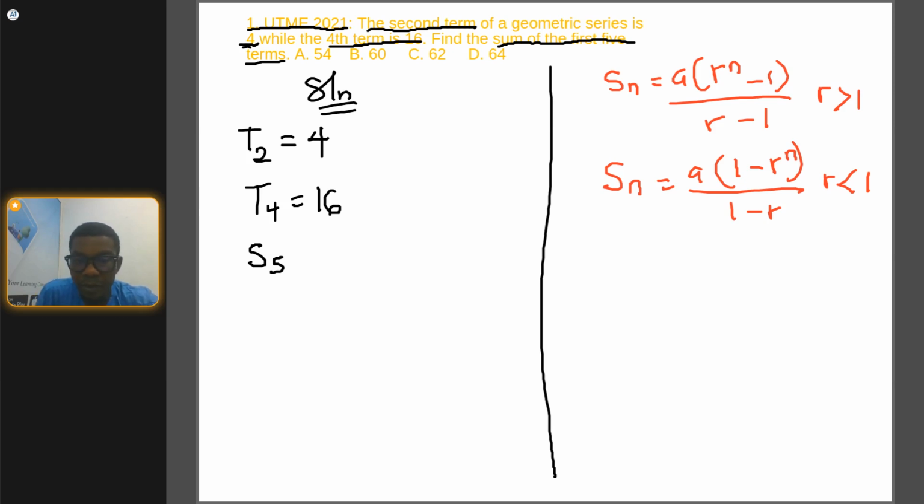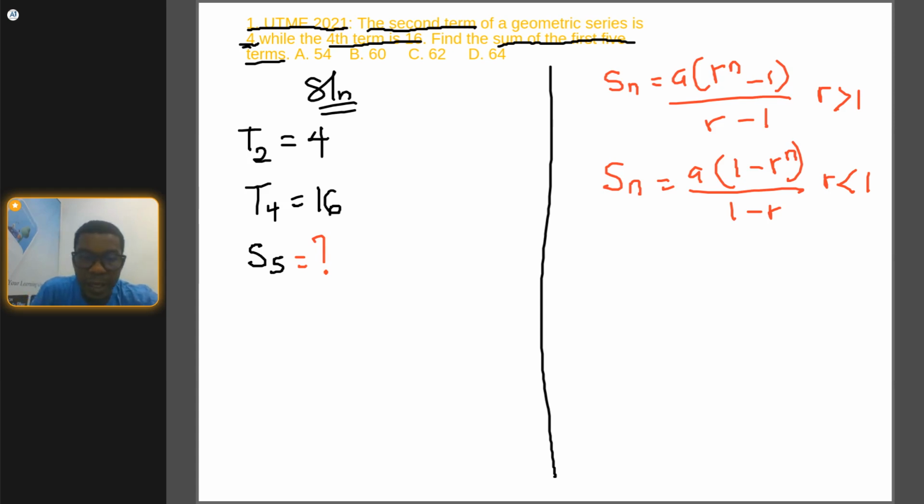In this information, you don't have r. That means you need to source for the value of r before you can solve for the sum of the first 5 terms, because the formula needs r. But in your information, you are not given r. The formula needs a, and you are not given a. So I need to get a and r before I can solve for this X5. I believe you are getting me.